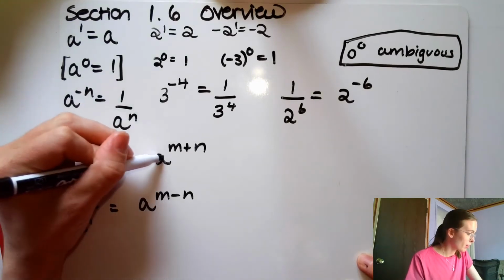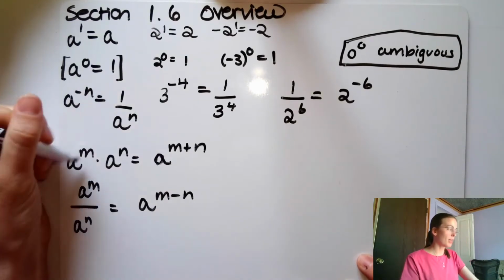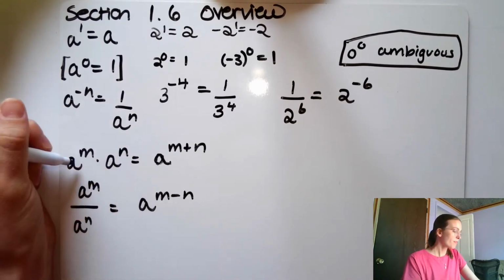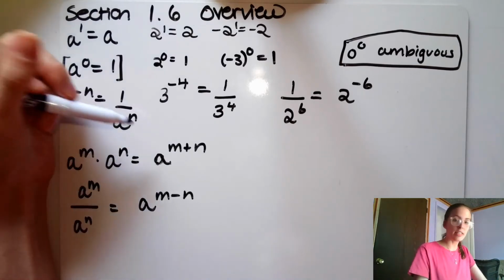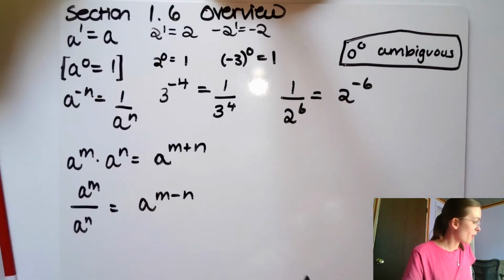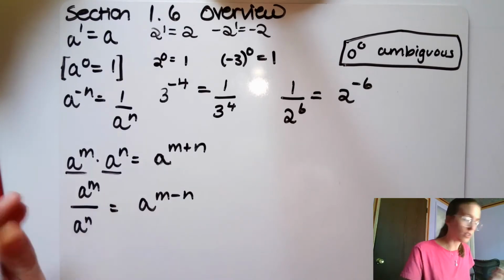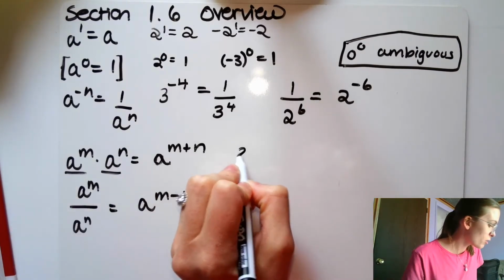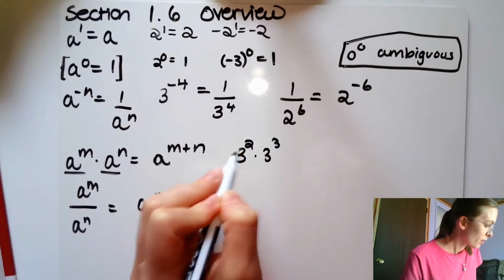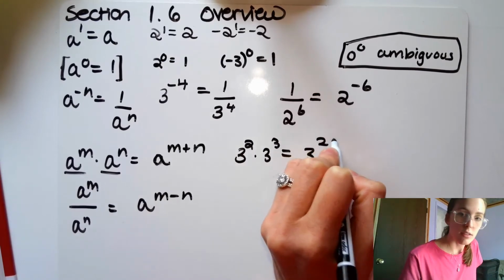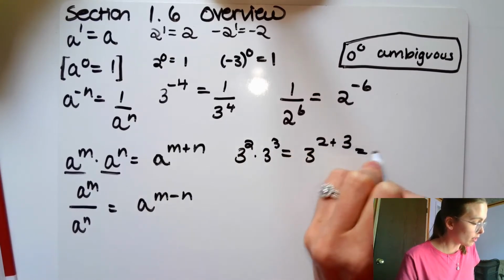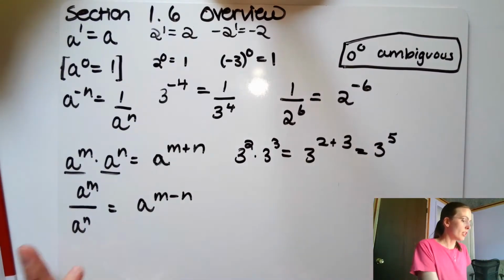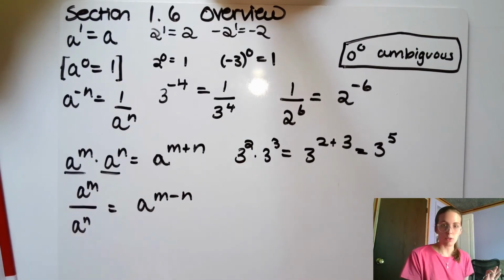All right, moving on, we've got the product rule. We've got a to the m times a to the n, where a is a real number, and m and n are integers. a to the m times a to the n equals a to the m plus n. You need to make sure that these two bases are the same before you use this rule. So for example, 3 squared times 3 cubed equals 3 to the 2 plus 3, which equals 3 to the 5th power. 3 and 3 are the same, so you can use the rule.